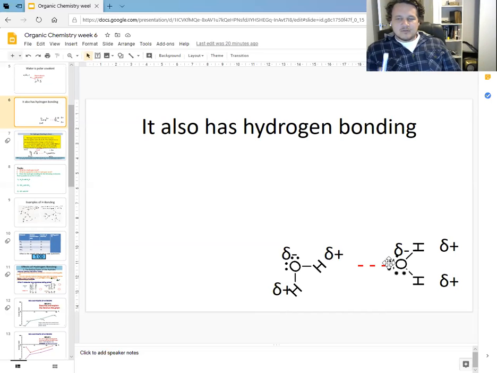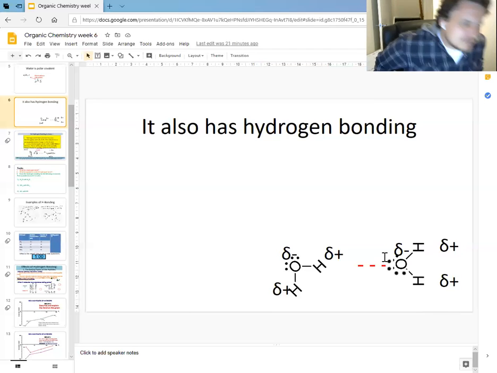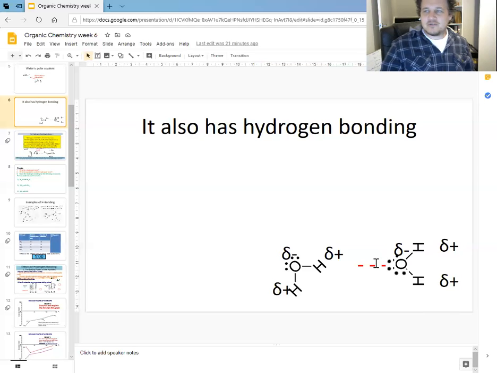When we're looking at the water here, we have a virtually permanent dipole. So the hydrogen will always be positively charged, and the oxygen will always have these two extra non-bonding pairs that make it extremely reactive. I wouldn't say reactive, but extremely attractive to these positively charged hydrogen.